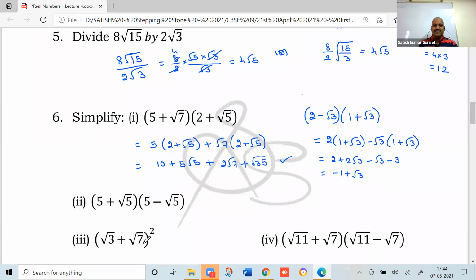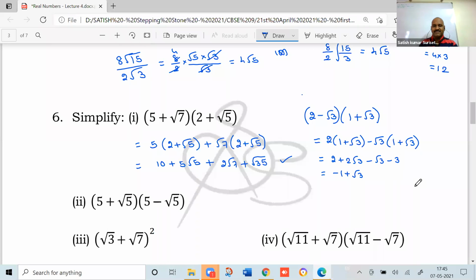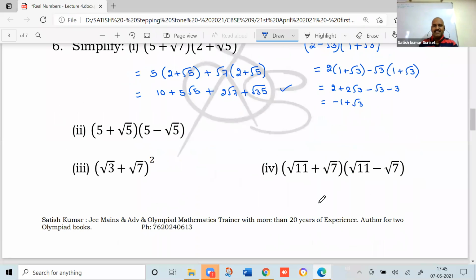Now try next. 5 plus root 5 into 5 minus root 5. Try all this.